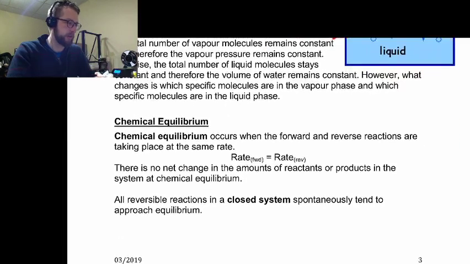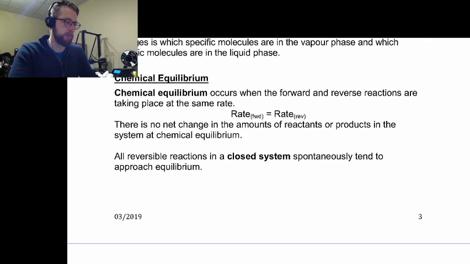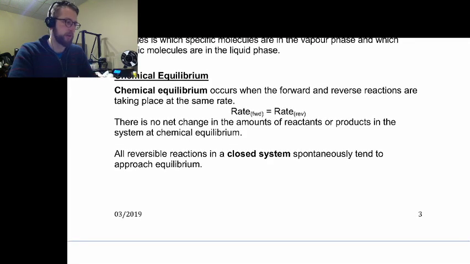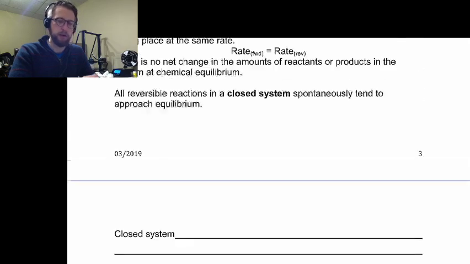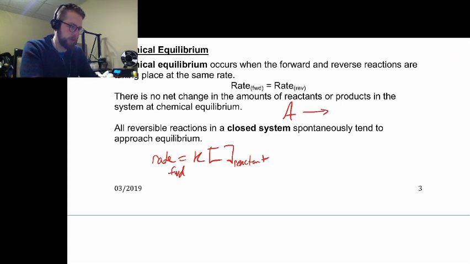Now let's talk about equilibrium in terms of chemical. This is the one we're going to talk about most of the time. So chemical equilibrium occurs when the forward and reverse reactions are taking place at the same rate. So this is where I wanted to think about what was happening in our previous unit. In our previous unit, we said that rate was equal to k times the concentration. So let's just call this one forward, and this one will be reactant. So let's say we had A turning into B, okay?